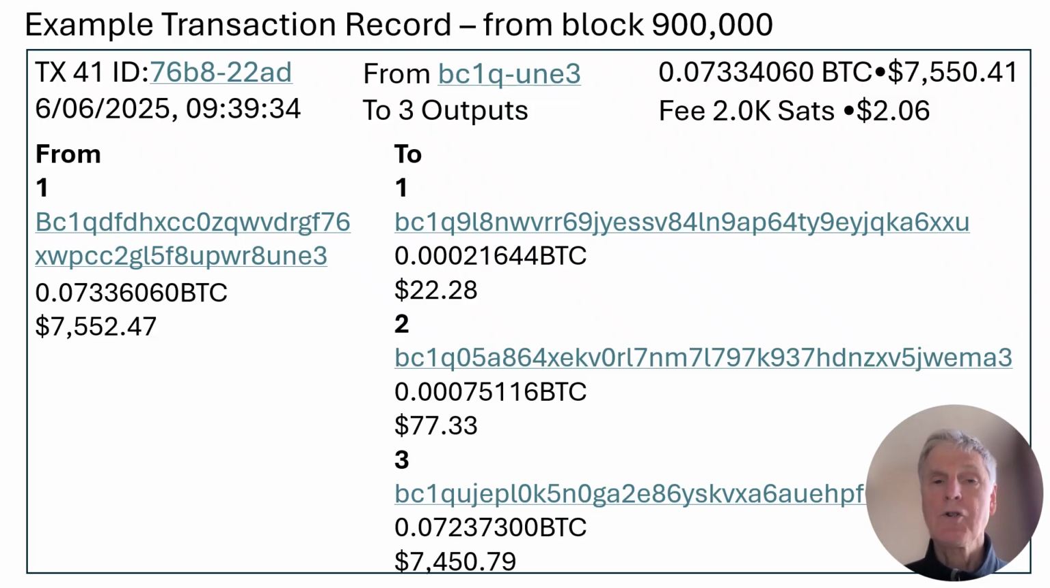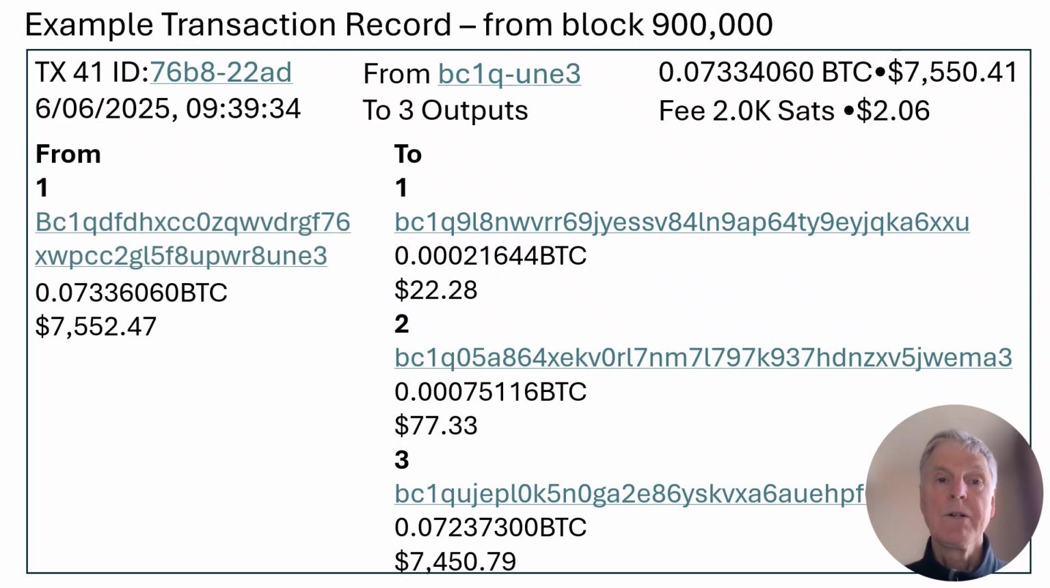I used blockchain.com/explorer and input 900,000 in the search bar to find this block. You will see TX41 at the top left of the record, followed by a short form of the TX ID for this record presented as a hyperlink. You can see the full TX ID by clicking on the hyperlink.